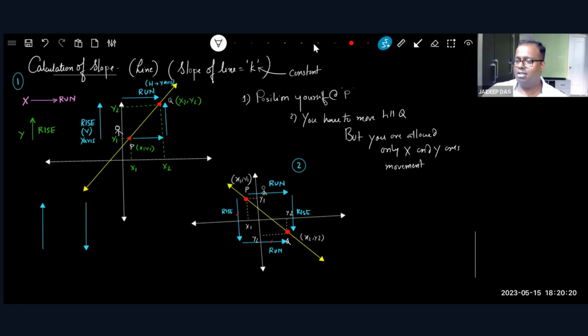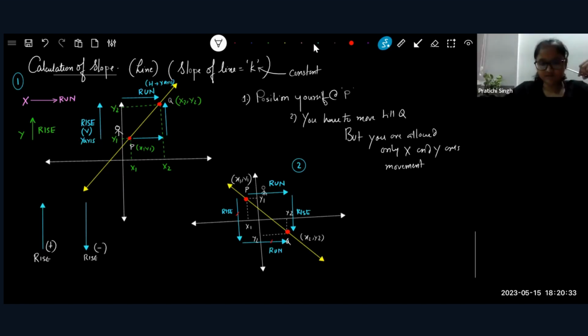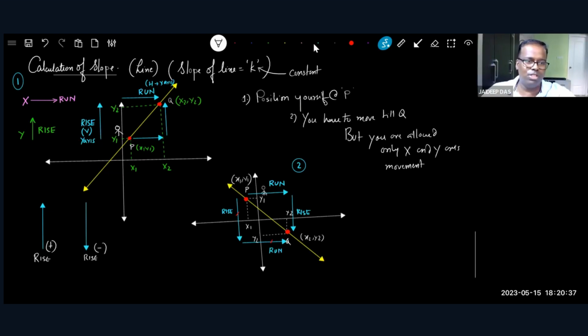Right. This is also rise. This is also rise. This rise is towards the y positive. So this is a positive rise. If the rise is like this, we'll take it as negative. Obviously, you're going towards patal, na? Negative means you're going downwards towards negative y.